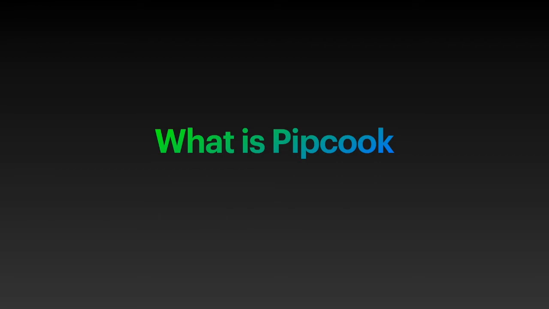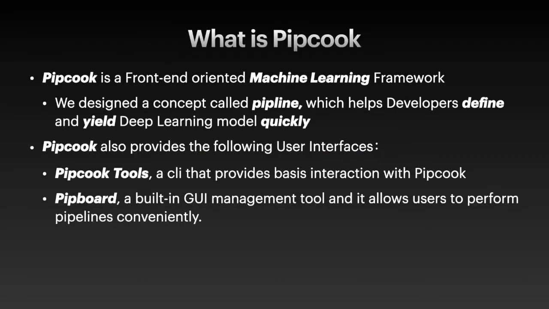So let's look more closely at what Pipcook is. Pipcook is a front-end oriented machine learning framework. We designed a concept called pipeline, and it helps developers define their deep learning model quickly. Pipcook provides two kinds of user interface. One is Pipcook Tools, a CLI-based interaction, and another is Pipeboard. It's a built-in GUI management tool and allows users to perform pipeline operations conveniently.